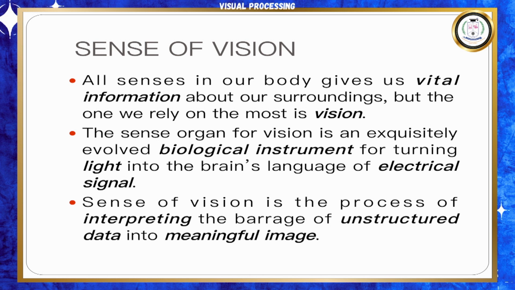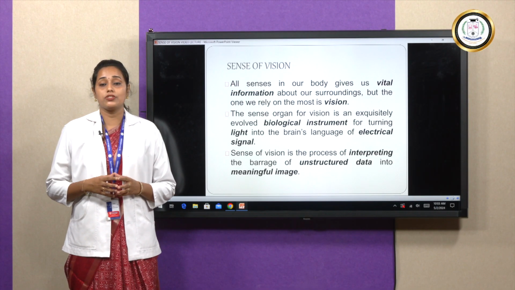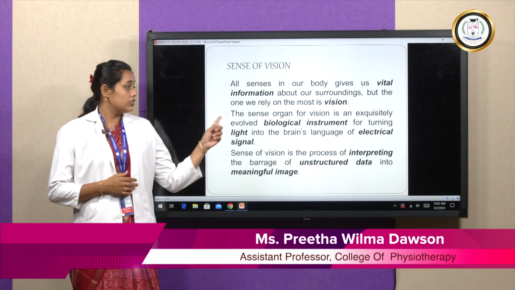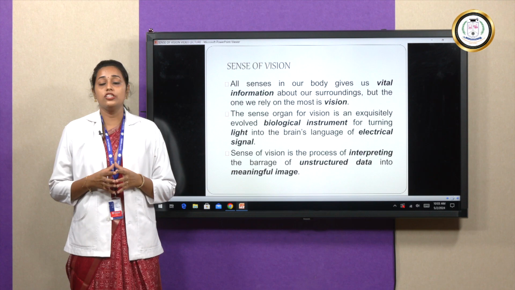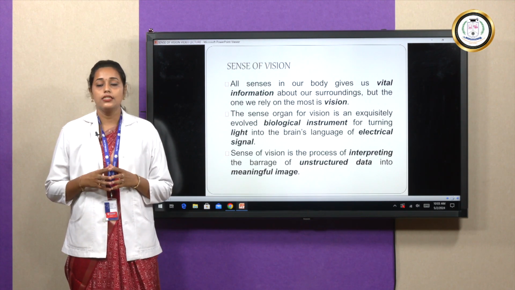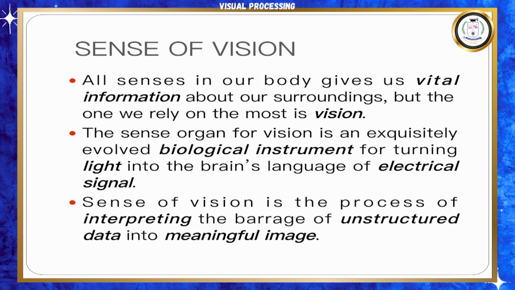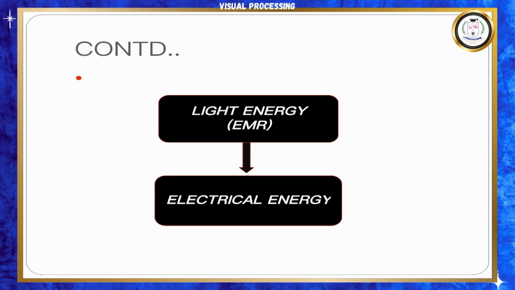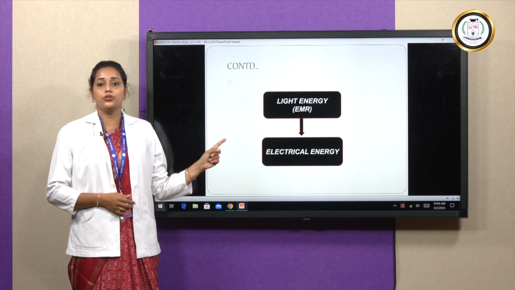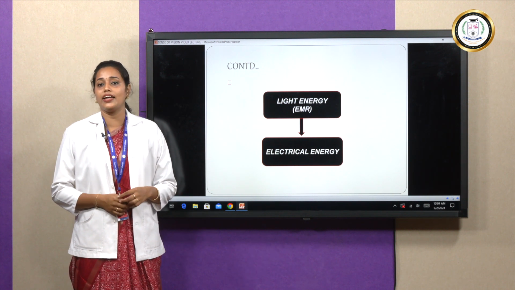All the senses in our body give us vital information about the surroundings and the environment. But the one we mostly rely on is vision. The sense organ for vision is a biological instrument which helps to turn light into the brain's language of electrical signals. The sense of vision is a process of converting unstructured data into a meaningful image. The light energy from the external environment comes in the form of electromagnetic radiation, and then it is converted into electrical signals. These electrical signals are carried to the higher centers for further interpretation and recognition.